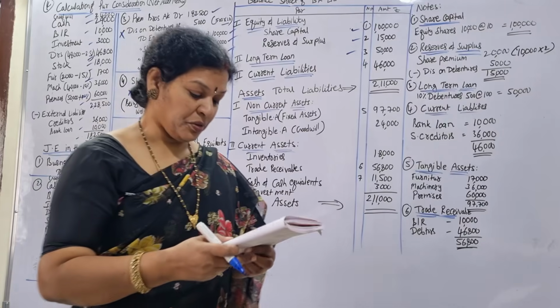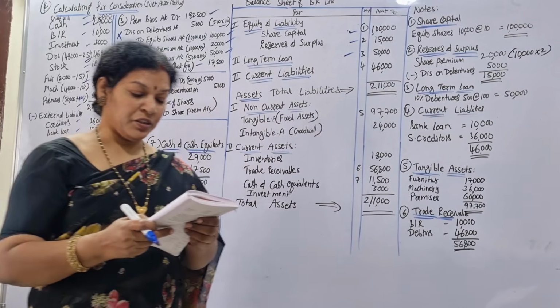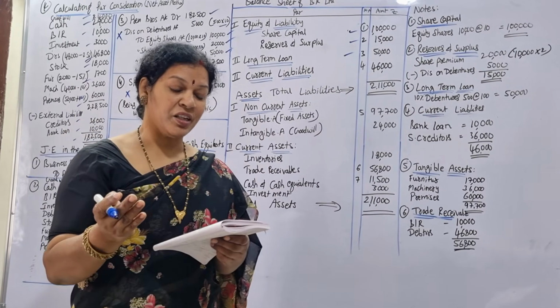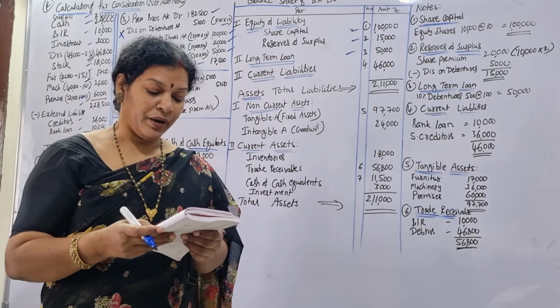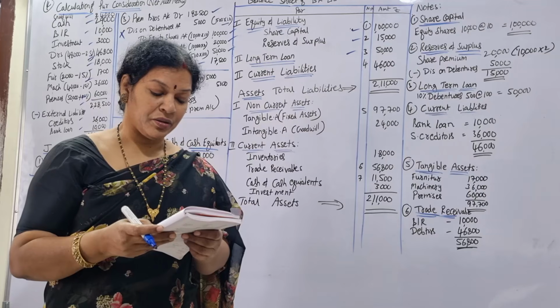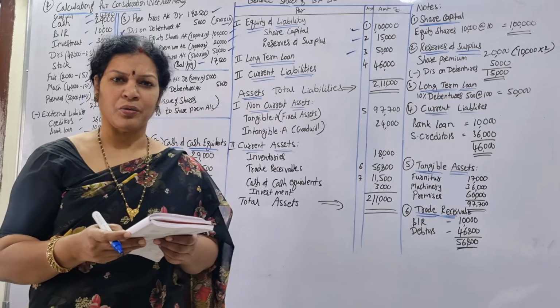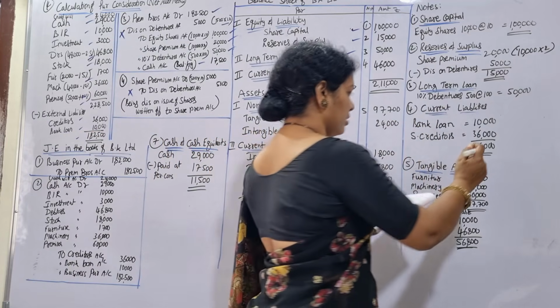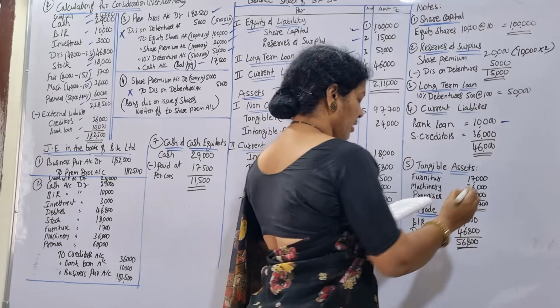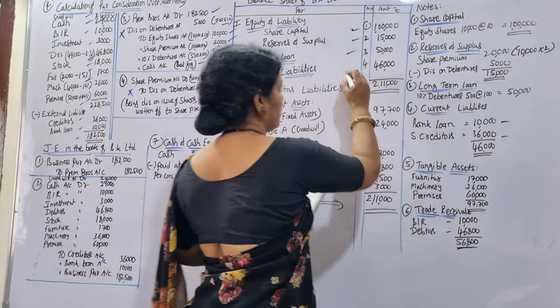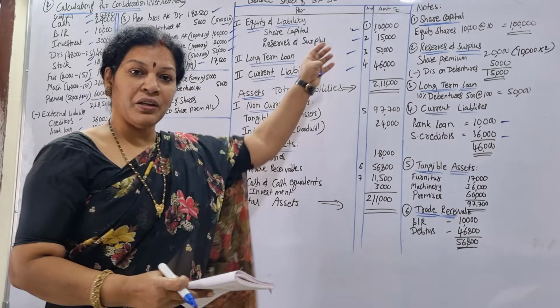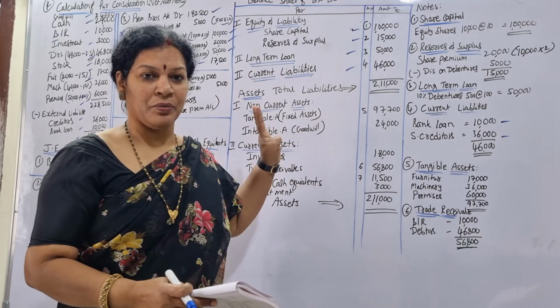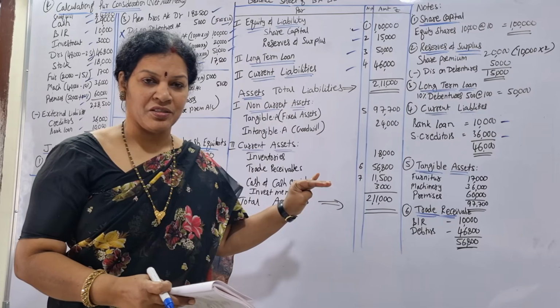Current liabilities, if you see in the balance sheet, are outsiders' liabilities. We can find here creditors and bank loan. Both are outsiders, so simply you can say current liabilities. Bank loan is 10,000. Creditors are 36,000. Total is 46,000 we have written. The total of the liabilities is 2,11,000. Next we'll go for the assets.